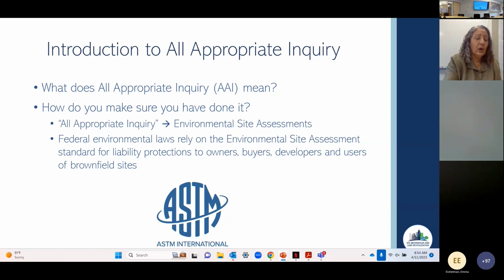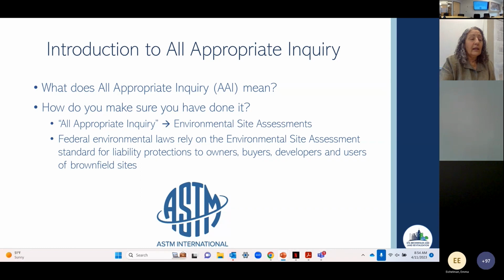EPA got engaged as an advisor to an ASTM committee to create a standard practice that the federal government could rely on to say, if you conduct these steps, you will have been deemed to have done all appropriate inquiry and therefore be eligible for liability protections under CERCLA. And again, CERCLA is the Superfund law that created this liability framework that had scared so many people off of buying or lending on contaminated property.